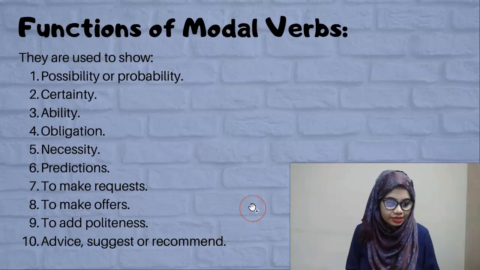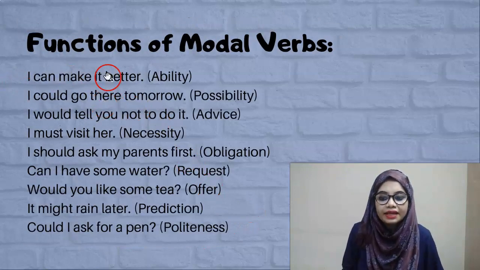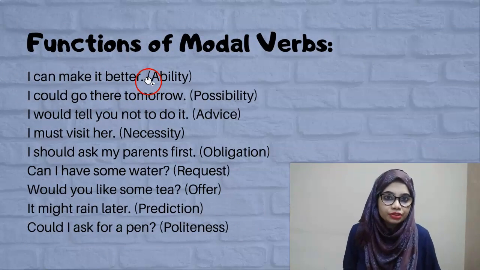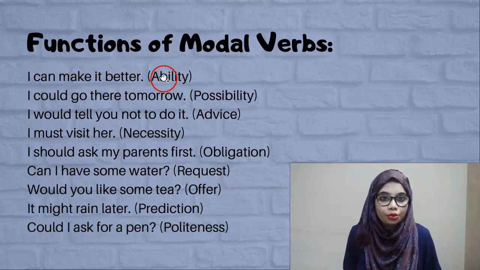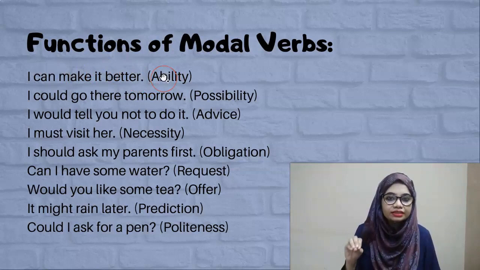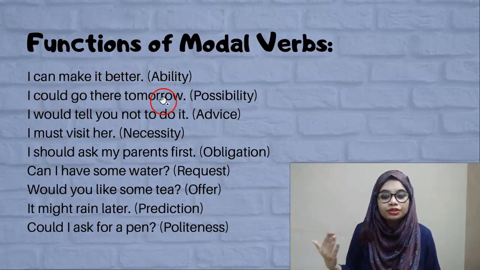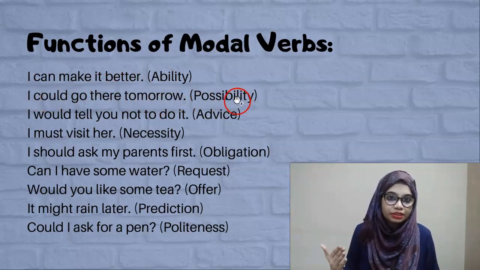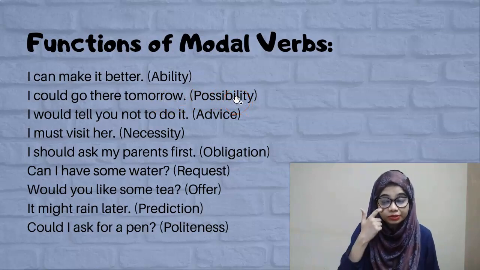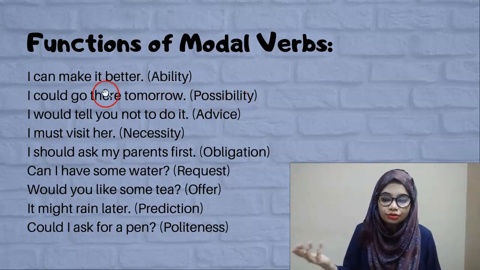Let's look at a few examples. I can make it better, the example that we saw before. This is to show ability. The person who is speaking says, I am able, I have that capacity to make it better. I could go there tomorrow. This is showing possibility, that yes, it's possible that I could go there tomorrow.